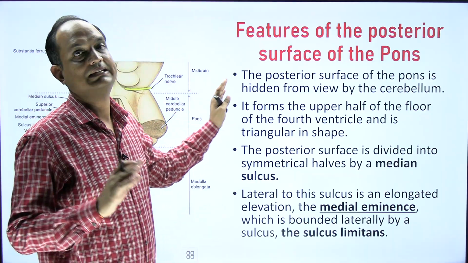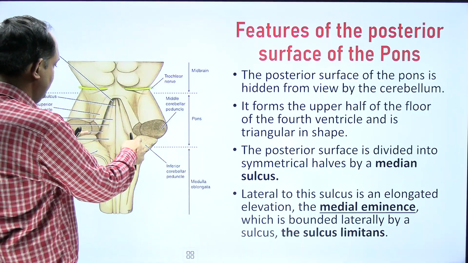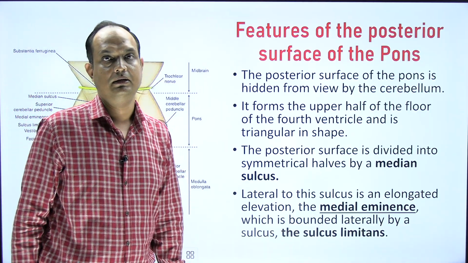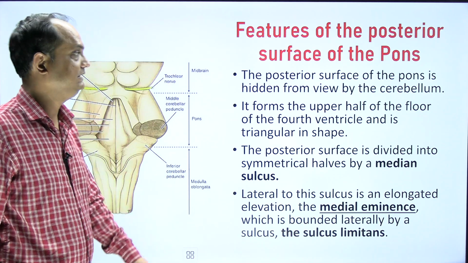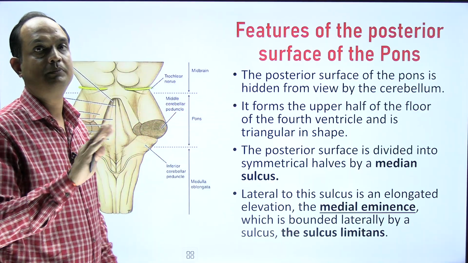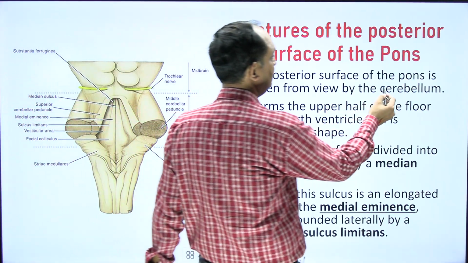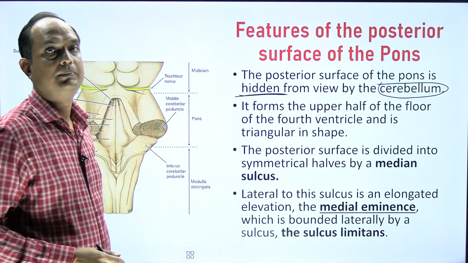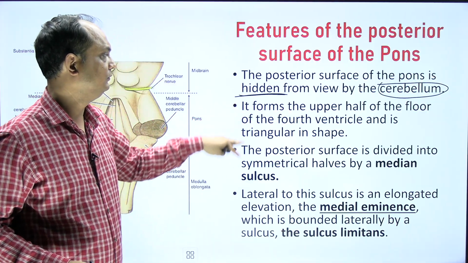Now when you remove the cerebellum from the posterior side, you are able to see a rhomboid shaped area. This rhomboid shaped area is known as the fourth ventricle. You know that this fourth ventricle is filled with cerebrospinal fluid, or CSF. So my dear students, when you look at the posterior part of the brainstem, you have to remove the cerebellum, because the pons is hidden from the posterior side by this part of the brain. In the upper part, it forms the upper half of the floor of the fourth ventricle.